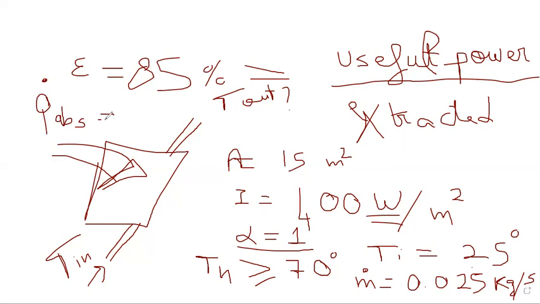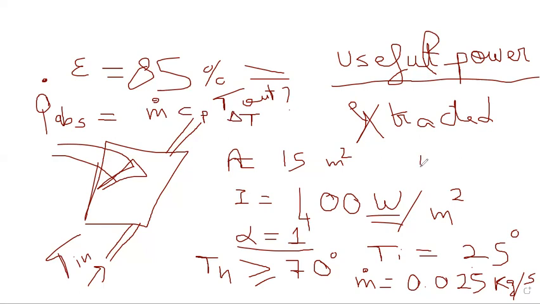Q dot absorbed is equal to m dot Cp delta T. What is Q dot absorbed? It's the power from the solar panel. How do we calculate it? What is the value of this power? It's the area times the irradiance.